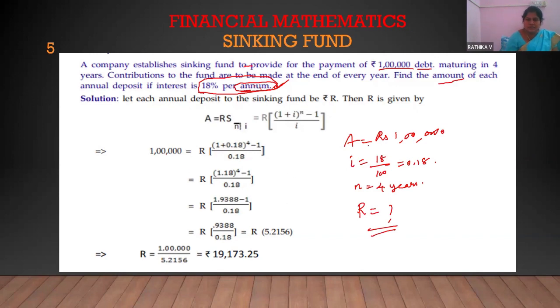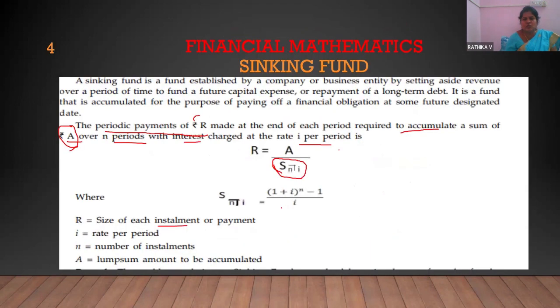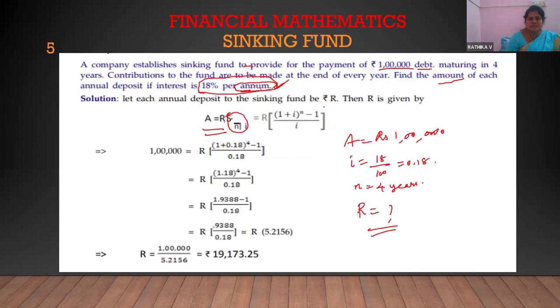So here we'll use the same formula. A is equal to R times the sinking fund factor, which was already introduced in the previous one. This is the formula: (1 plus i) the whole power n minus 1, divided by i. Using this we can substitute and write the formula directly: R times (1 plus i) the whole power n minus 1 by i. So 1 plus i is 0.18, the whole power 4 minus 1 by 0.18.